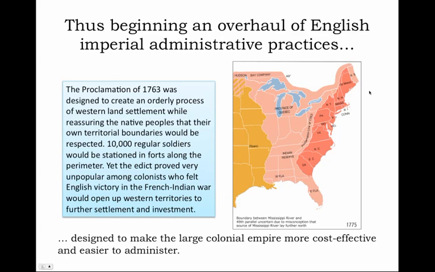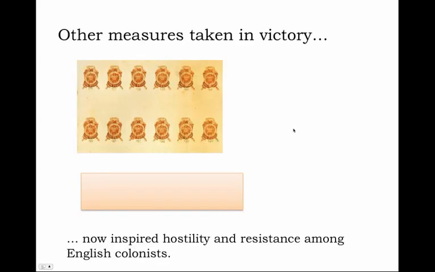Desperate to maintain good relations with the native peoples of this region, the British sought to tie off or at least control the spread of colonial settlement there, which was always an antagonism to the native people. And the proclamation line of 1763 then was to be the boundary, something that upset the colonists a great deal. And this was just the beginning. Other measures necessary from an administrative and financial standpoint, according to the English perspective, other measures taken in victory would now inspire continued colonial hostility and resistance among the colonists.